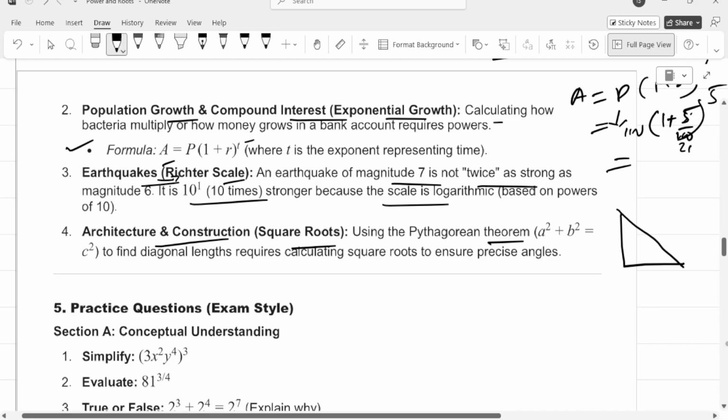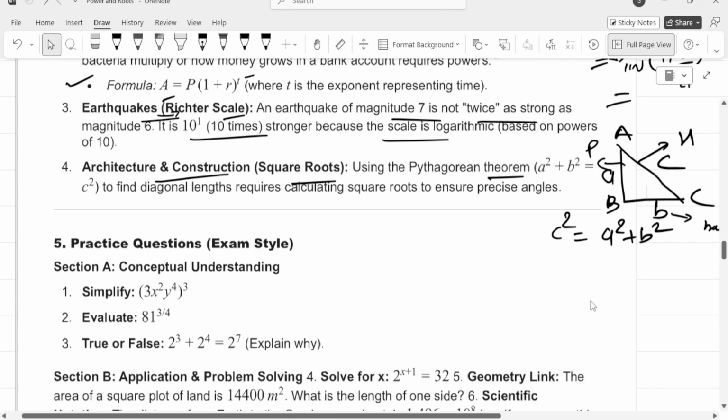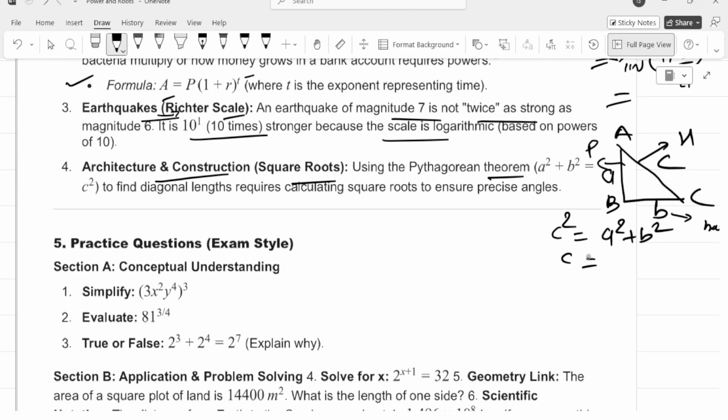Here is the Pythagoras theorem, for example. The sides are a and b and here c. If we use the Pythagoras theorem, c square is equal to the sum of squares of the two sides, a square plus b square. For example, the triangle is ABC, and the two sides are the base and the perpendicular, and we call the longest side the hypotenuse. So c square equals a square plus b square, and when you convert it, c is root over a square plus b square.